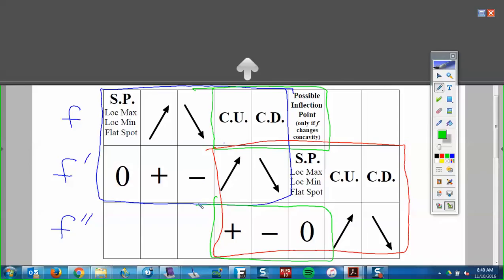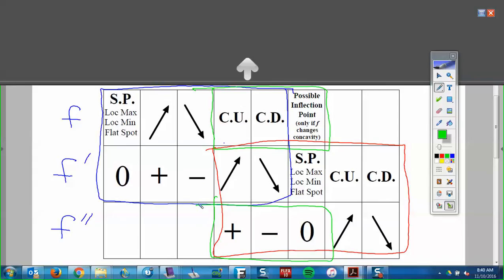Okay, now, here's the lesson, I think. F double prime, if we're talking about F now, really just tells us concavity. If there's one thing I want you to take away from today, it's that F double prime is about concavity of F. That is the main emphasis of today. F double prime is the concavity of F.